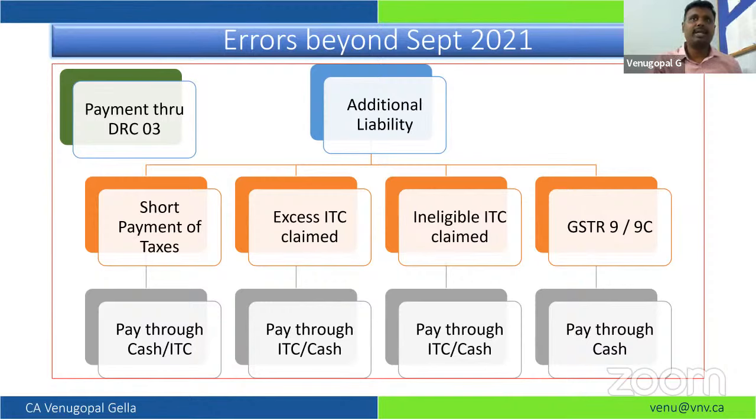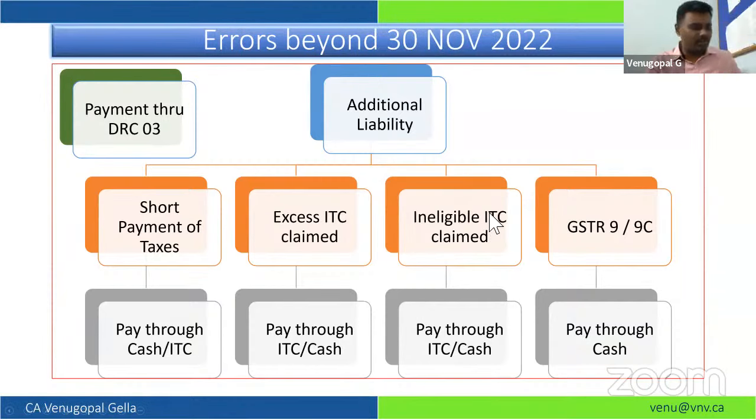If you have not paid, then you have to correct this and pay it by November of this financial year. By 30th November 2022, you have to pay the taxes using DRC-03. Now, when I say DRC-03, you have to pay using cash only. There are very exceptional edge cases where you can pay through ITC also.